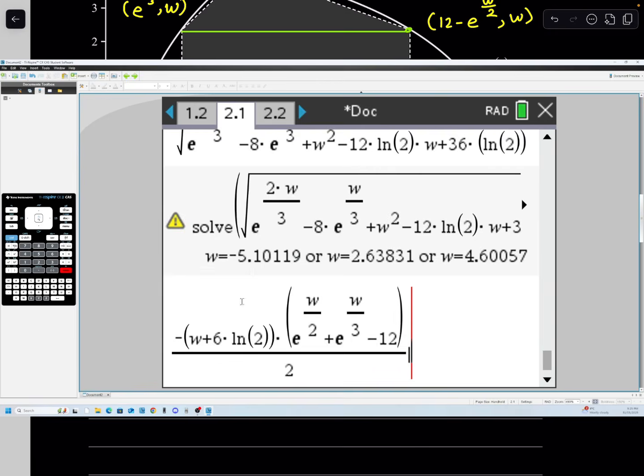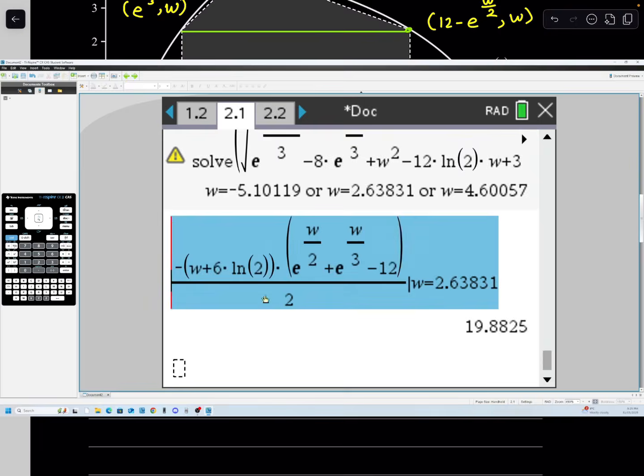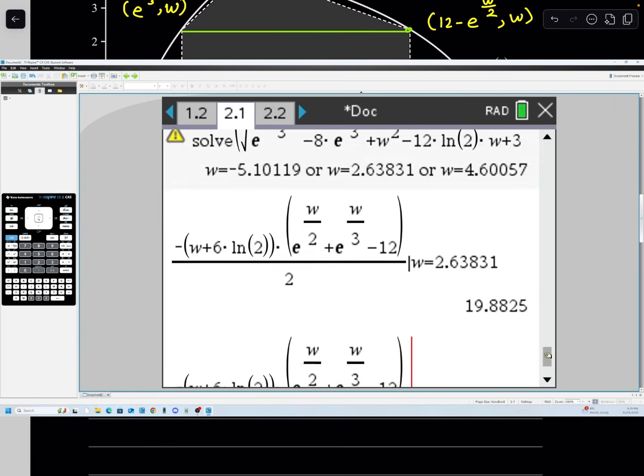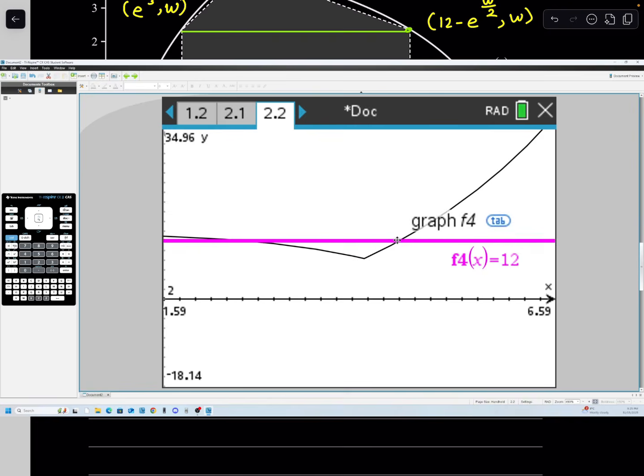I'll sub in the first one, and we get 19.88. Let's sub in the next one, which is this over here. Negative area absolutely doesn't work. So this largest width is actually rubbish. It's this one that is perfect, because it gives you a really large area and it's within where the timber is less than or equal to 12.